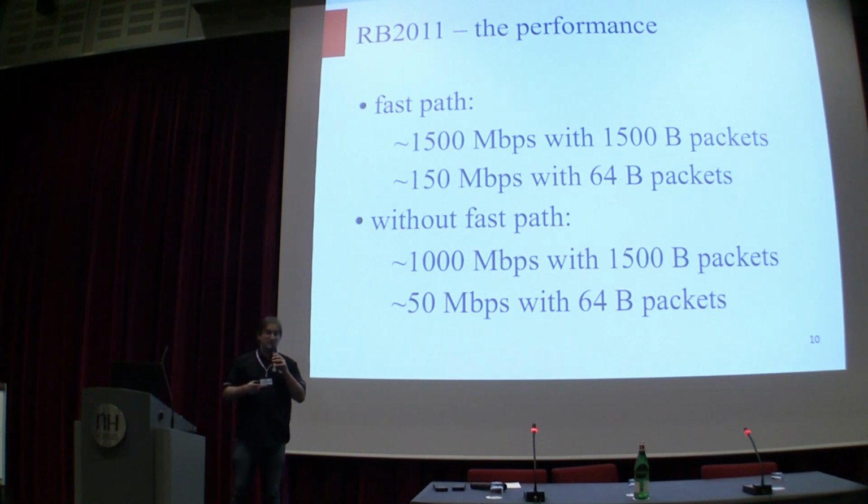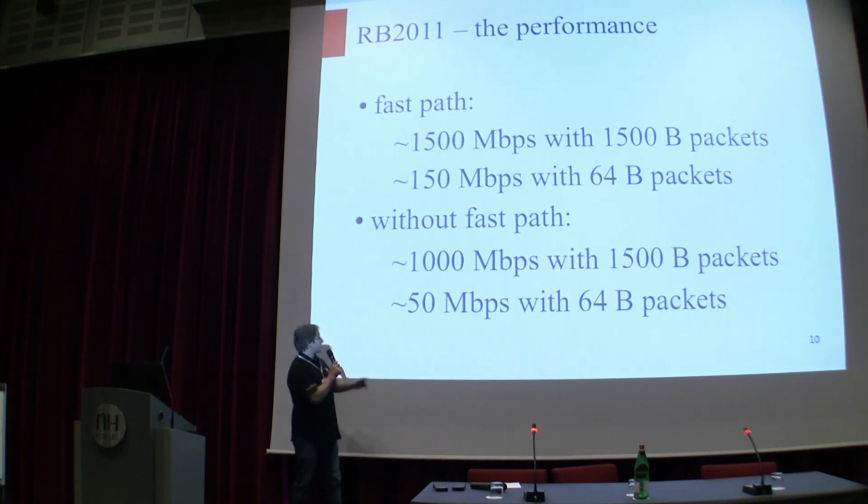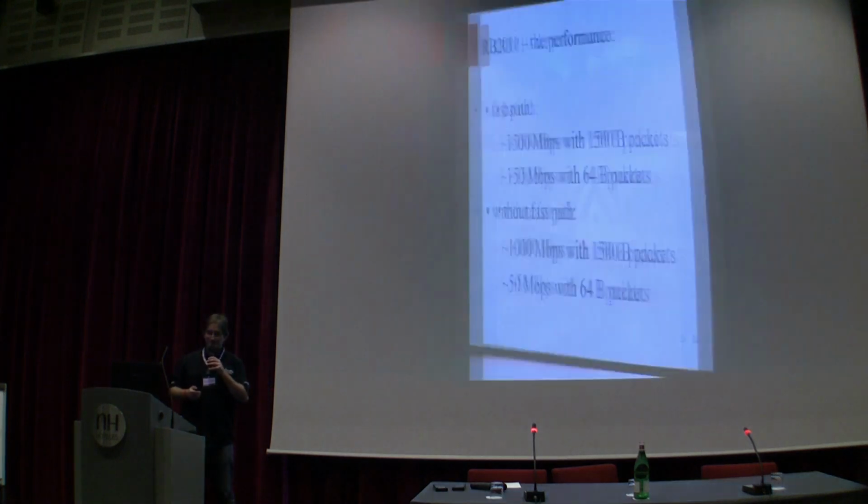Without using fastpath, it's even worse. With small 64-byte packets, we can only transfer about 50 megabits per second of traffic, and the CPU is at 100% and cannot do anything else. This is an example for RouterBOARD 2011.